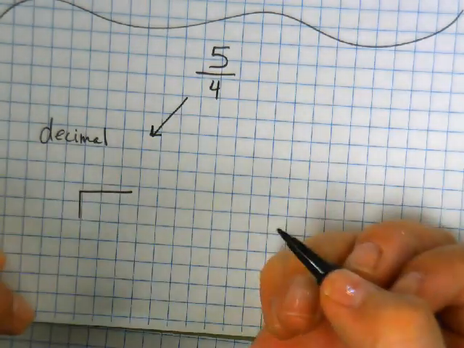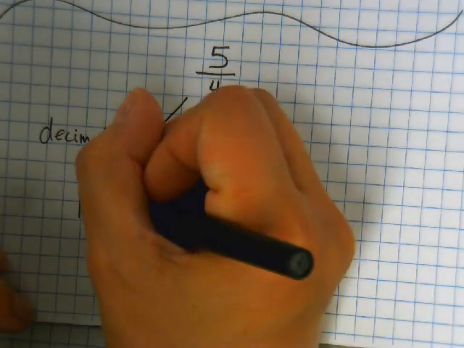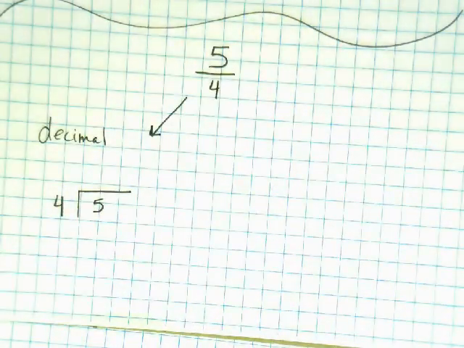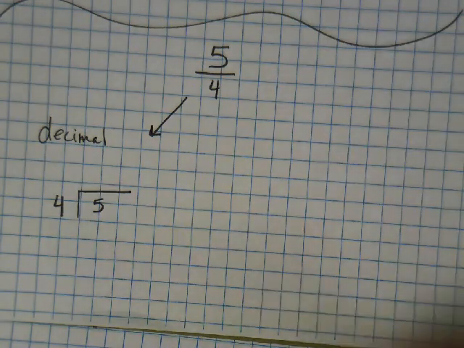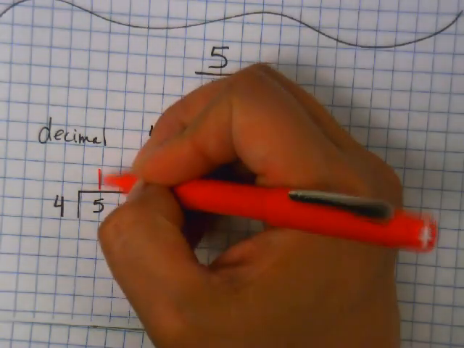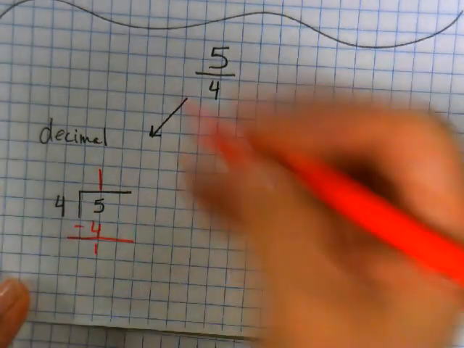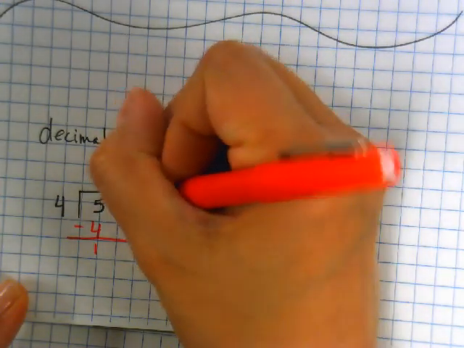What number goes inside? 5. The 4 goes outside. Now, does 4 go into 5? Yes. How many times? 1. So we're going to put the 1 on top of the 5. 1 times 4 is 4. Remainder 1. Now, decimal, 0, bring down.